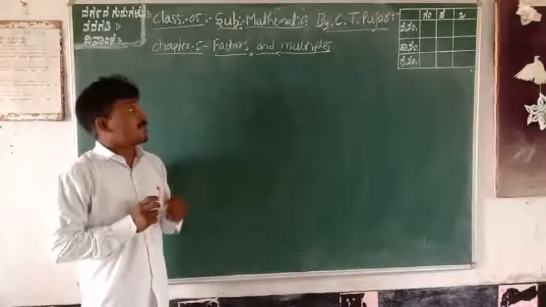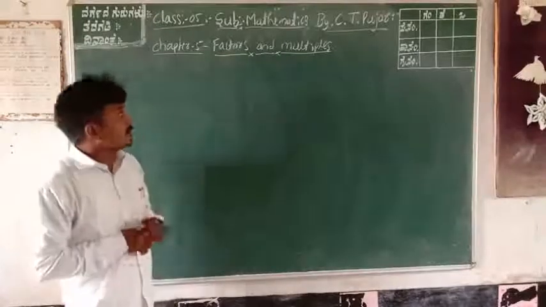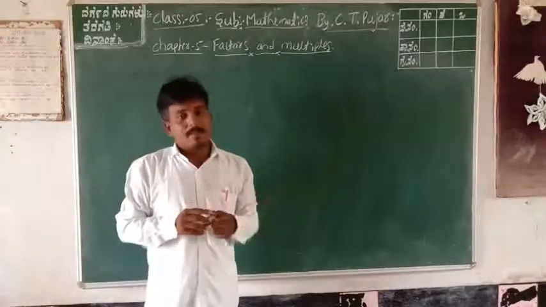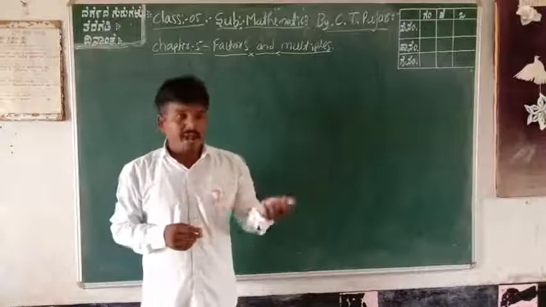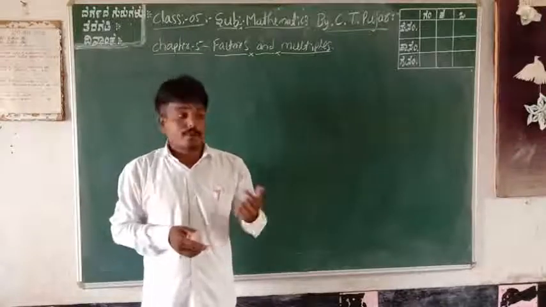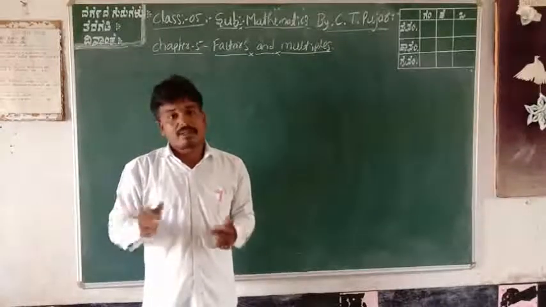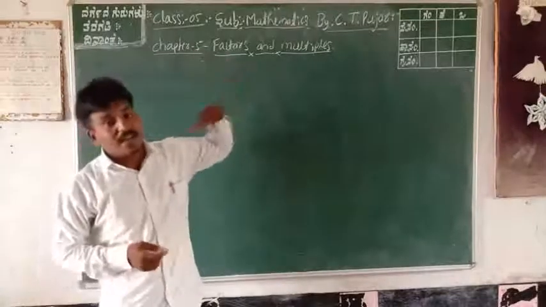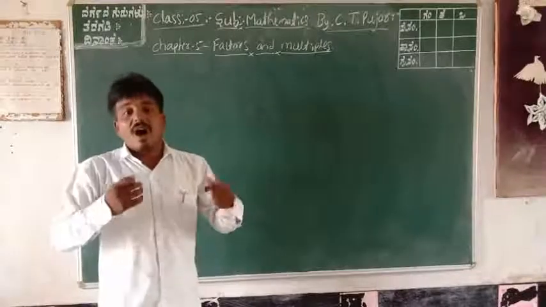Today we study only factors and multiples. Also, in mathematics you know about types of numbers. For example, even numbers, odd numbers, prime numbers, composite numbers, co-prime, and twin prime numbers are also here. Next, you can find the factors, multiples, and also prime factorization. All these things are here.